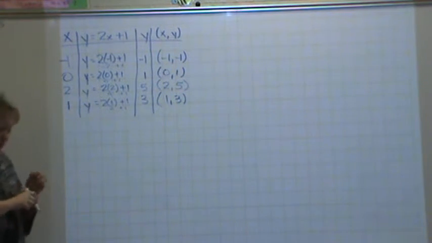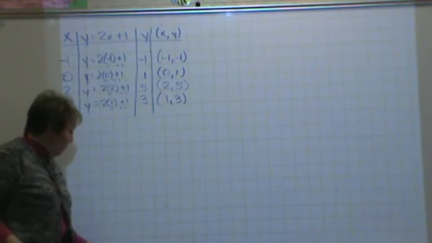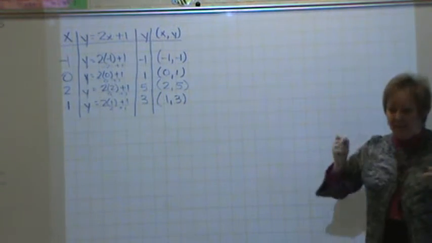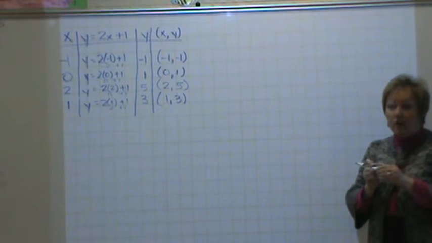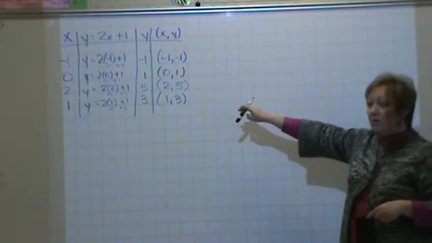Okay, now is when I'm gonna get picky, because we're fixing to graph. Do you understand how we got the ordered pairs?